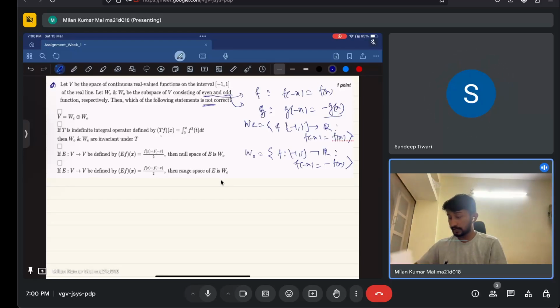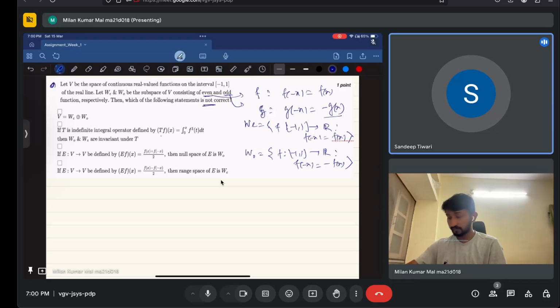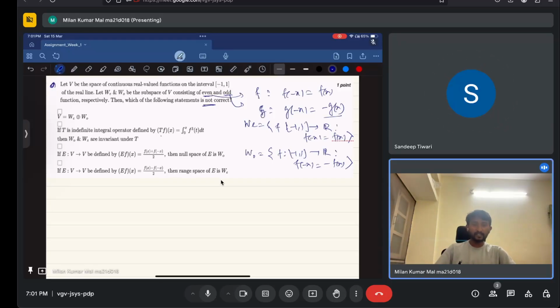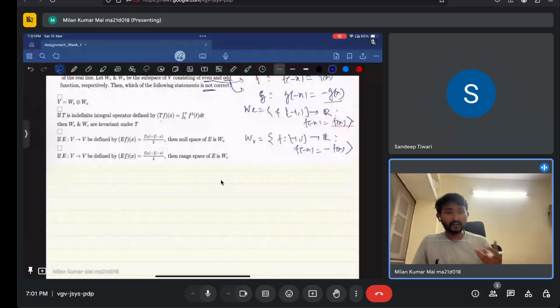How it can be written, I'm just trying to say here, f(x) can be written as [f(x) + f(-x)]/2 plus [f(x) - f(-x)]/2. That's true. In the same way, you have seen it for matrices, writing them as symmetric and skew-symmetric.